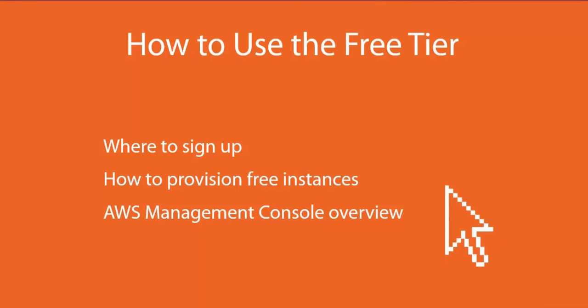And now we get to the demo part, the fun part of this video. So how to use the free tier. What we're going to do is we're going to show you how to sign up, where to go to sign up, how to provision free tier instances, and we're going to take a walkthrough of the AWS management console. Now, as I'm showing you how to sign up, and as I'm showing you how to provision free instances, technically I'm also giving you a tour of the management console, an overview of the management console so that you get familiar with it and you can navigate it easily. I'll also show you a few other things, but I wanted you to keep that in mind.